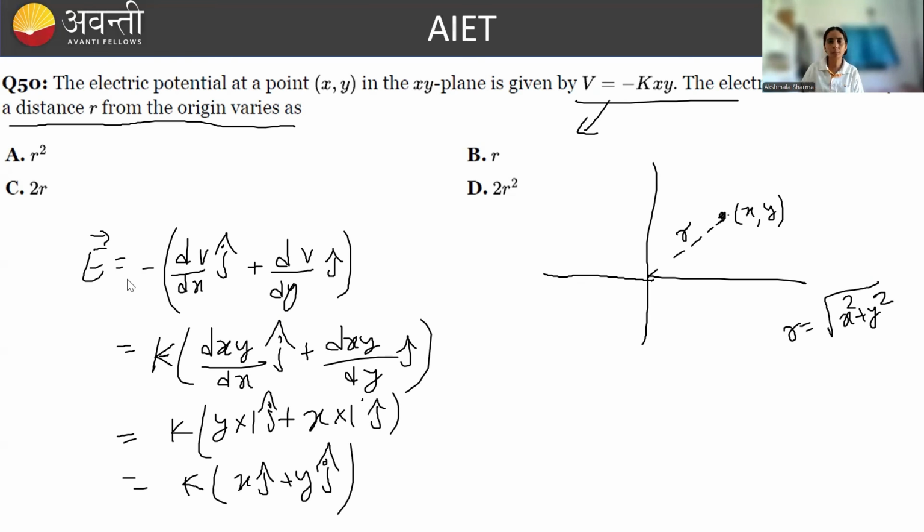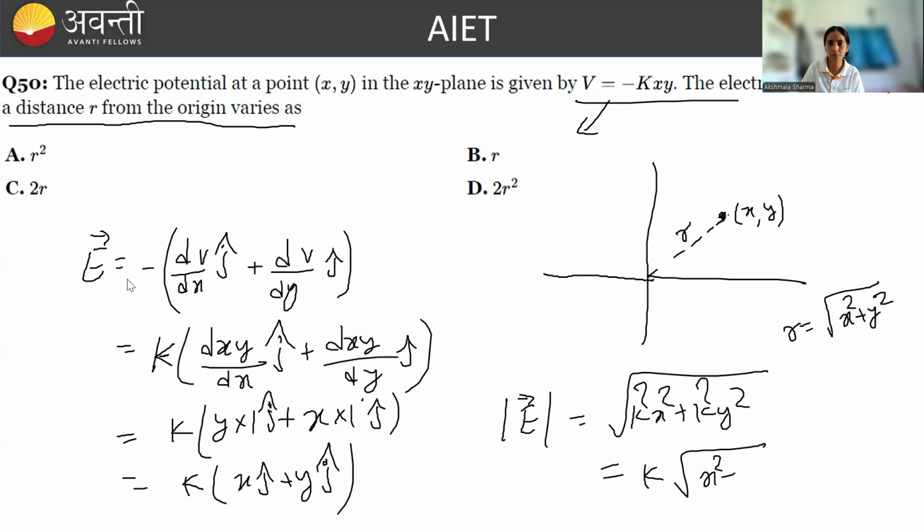Okay. Now, what will be the modulus of the electric field? The modulus of the electric field will be root under k square x square plus k square y square. So this is k root under x square plus y square, and root under x square plus y square can be written as r. So the electric field is directly proportional to r. So what will the correct answer be? The correct answer will be your B.